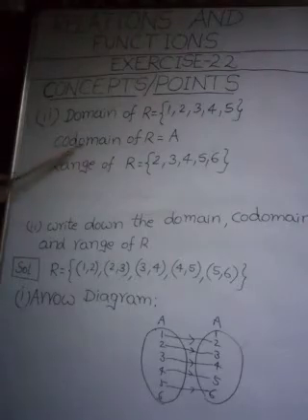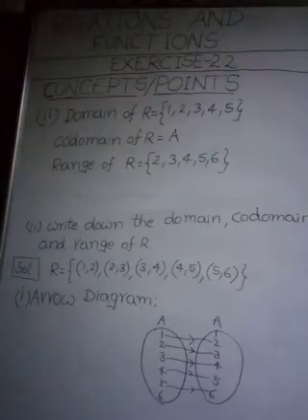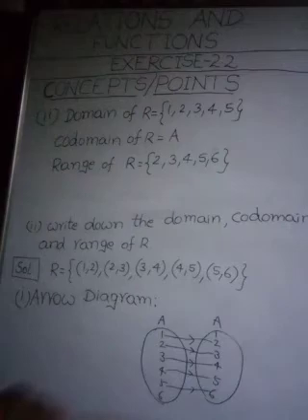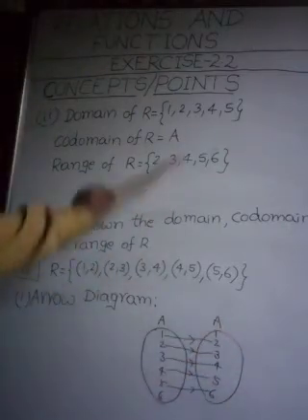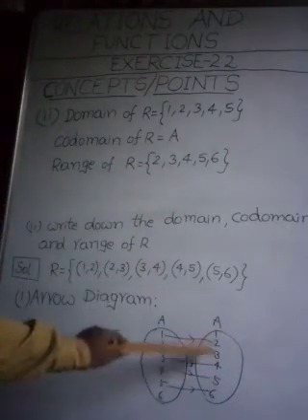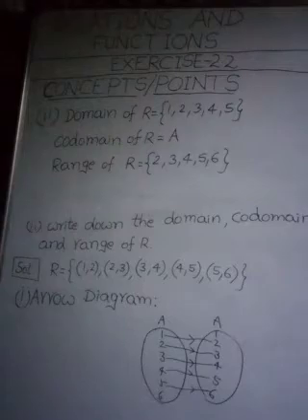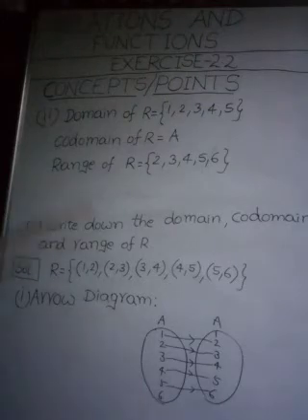Now come to the codomain of R. What is the definition of codomain of a relation R? The whole second set is called codomain of the relation R. What is the second set here? Set A, all the elements 1, 2, 3, 4, 5, 6, all the elements in the second set is considered as codomain. I hope you understood this point well, my dear children. Okay, right. Now range of R.